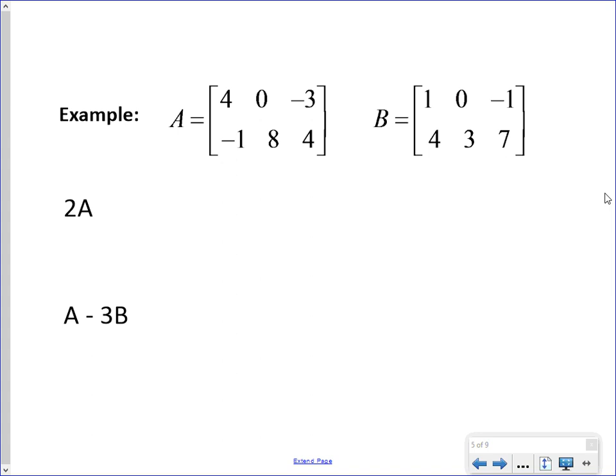If you are having trouble deciding how to start one of those, you can talk with the people at your table groups. What are you guys going to do for this? We're doing scalar multiplication. We're doing addition and subtraction.